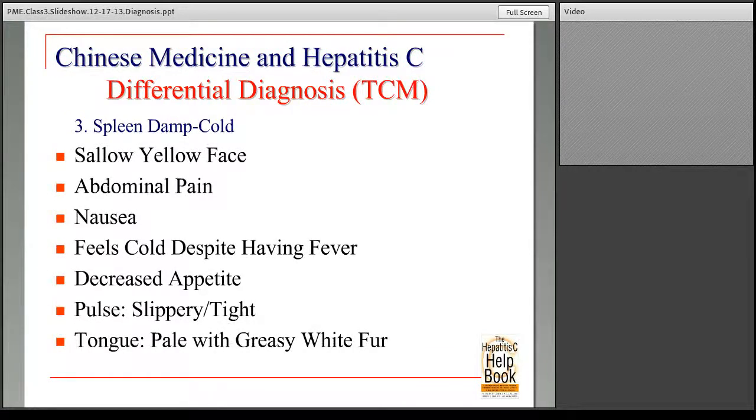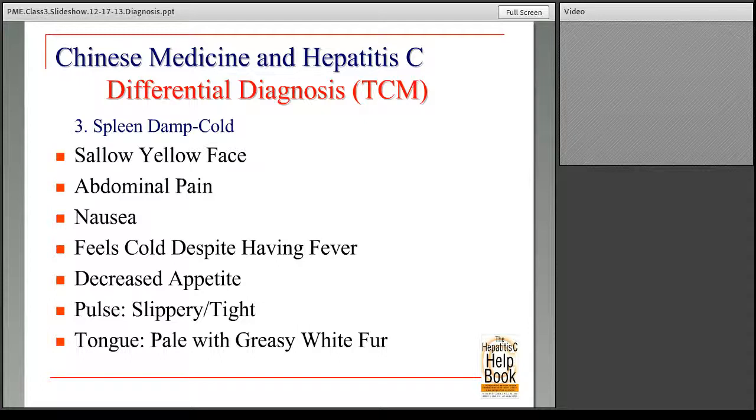And then here's another kind of acute disease, which can be spleen damp cold, where there's a sallow yellow face. It looks kind of different because there's coldness involved. Abdominal pain, nausea. A person feels cold despite having a fever, a decreased appetite. And in this case, the differential pulse is not necessarily slippery, but tight, which is associated with cold pain.